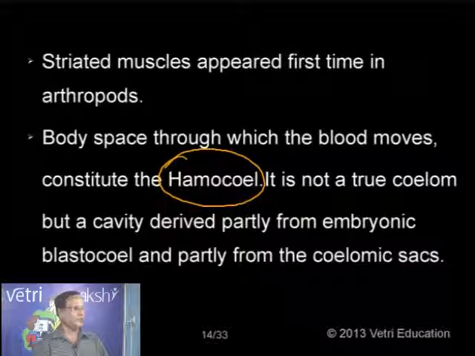But the true coelom in these animals is restricted to places where the excretory and reproductive systems are formed, and there you have small spaces surrounding them. Such spaces surrounding the reproductive and excretory systems represent the true coelomic cavity. So a true body cavity is there, but it is very much restricted. The hemocoel is not considered a true body cavity; it is partly developed from the blastocoel, the embryonic or primary body cavity, and partly from the coelomic sac. That is the reason there is a hemocoel in arthropod animals.